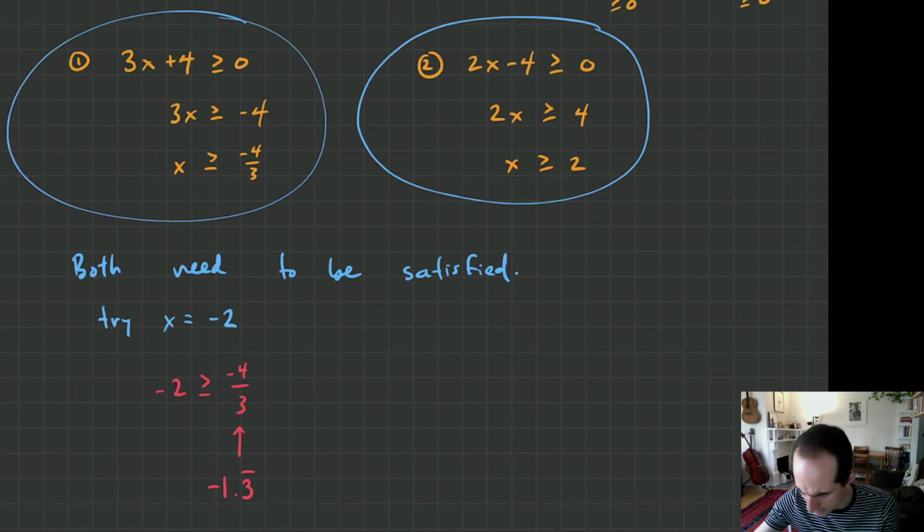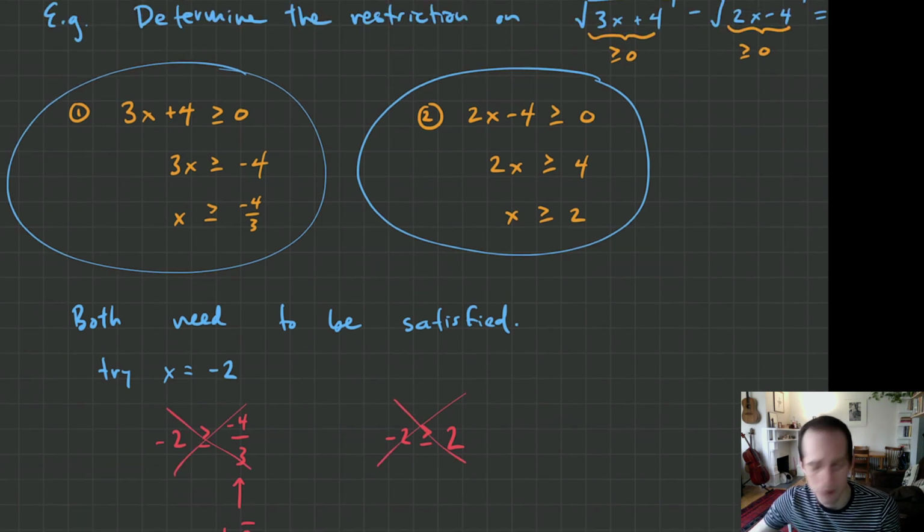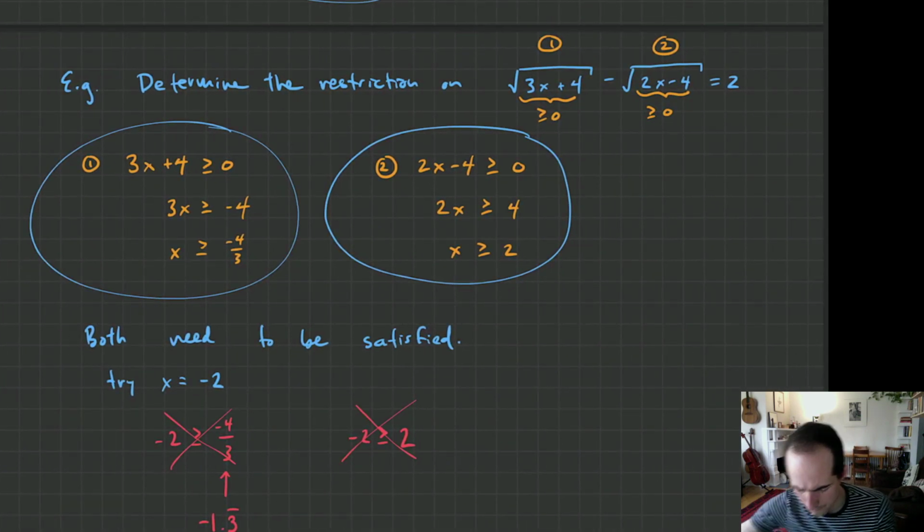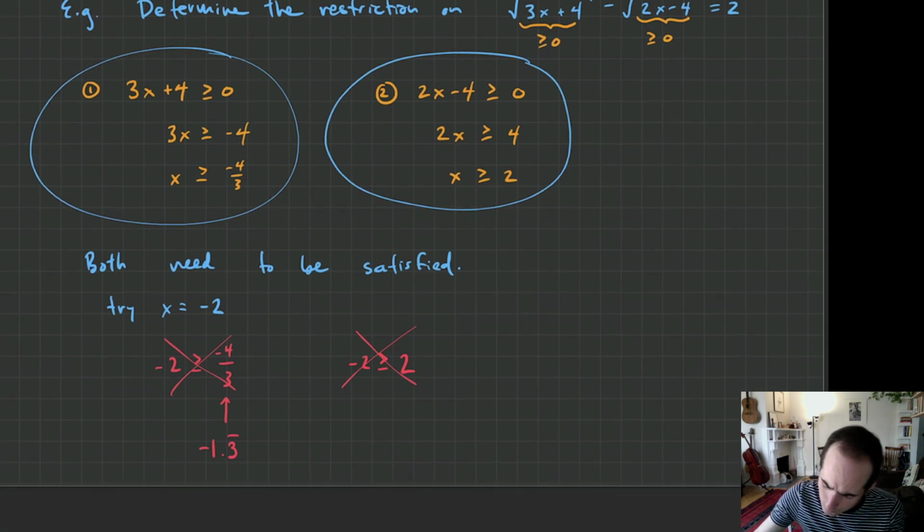Does it satisfy the next one? Well, is negative 2 greater than or equal to 2? No, it is absolutely not. So negative 2 is a non-permissible value. That does not work. You might realize that after I check this first one, I'm pretty much done, right? Because it does have to satisfy both of these. So what are we going to do then?